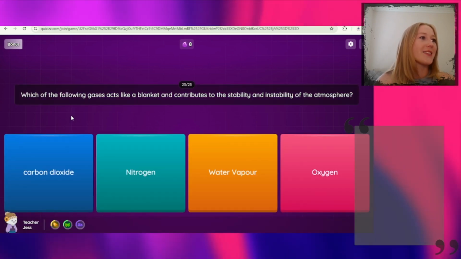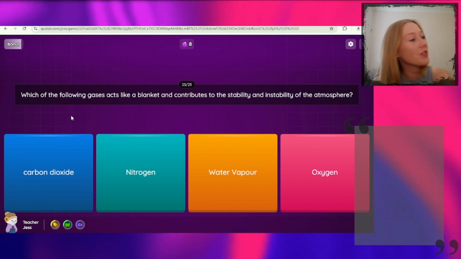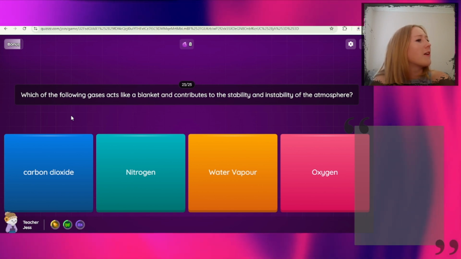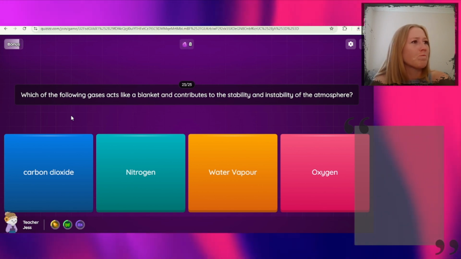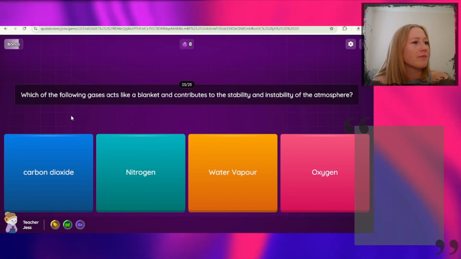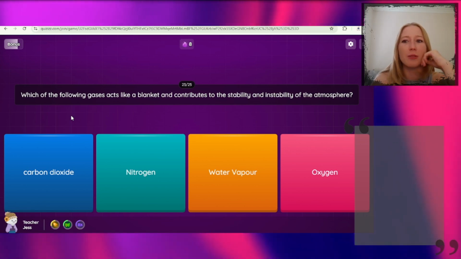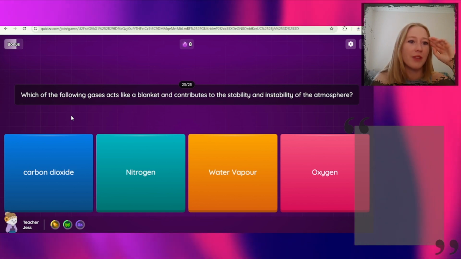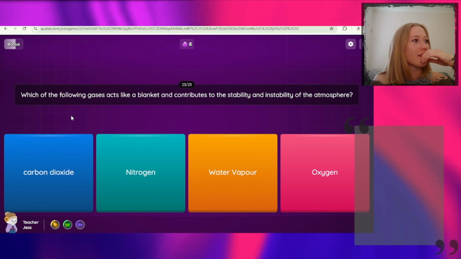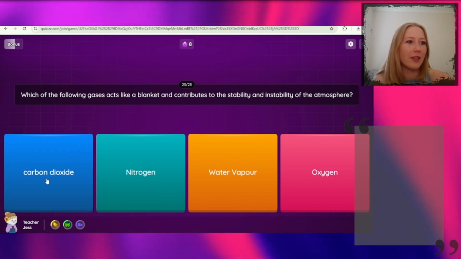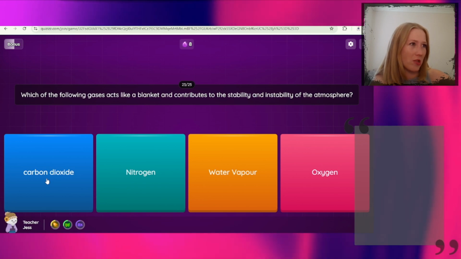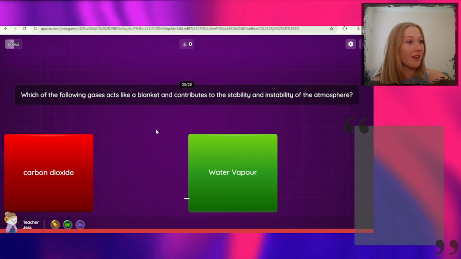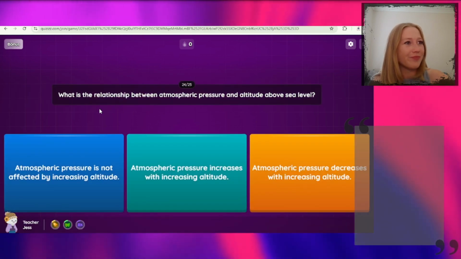Which of the following gases acts like a blanket and contributes to the stability and instability of the atmosphere? Hmm. I'm actually a little bit torn on this one because both carbon dioxide and water vapor act like a greenhouse gas. But I think they're implying carbon dioxide. No, water vapor. Oh, okay.